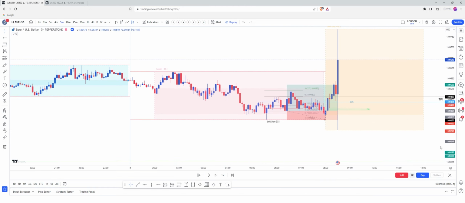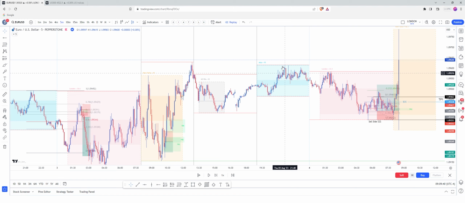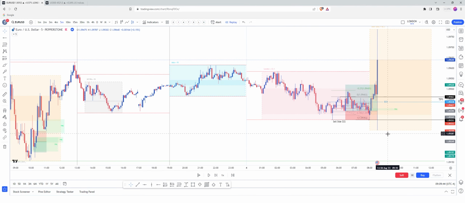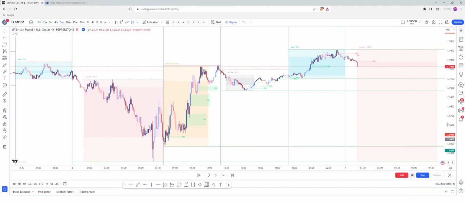And then when the news dropped, it took out the previous day high and the Asia high like we expected. This is the risk of the news, and this is why you need to be securing positions before news drops, because who knows where it's going to go.